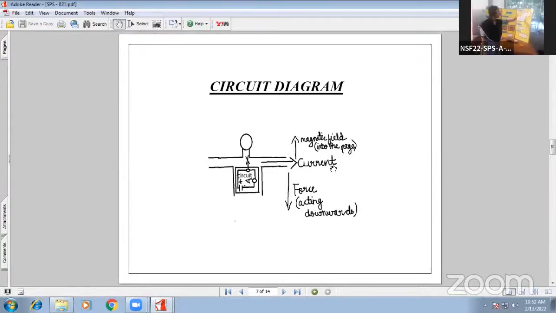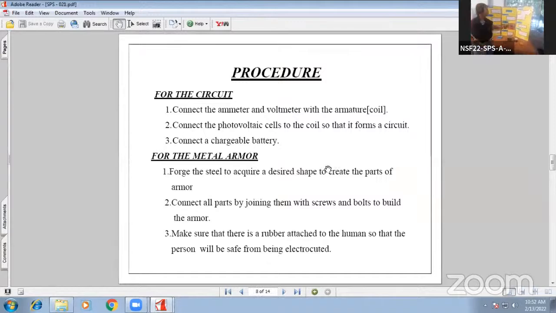So the procedure: in the circuit, connect the ammeter and voltmeter to the armature. We can connect photovoltaic cells to it. We can also connect a rechargeable battery, so that if my battery is damaged, we could use it as a second option. Then for the metal armor, we need to choose a metal, like steel or anything which is a good conductor of electricity, and we could shape it to our desired form and connect all the parts with bolts and screws. We should also use a rubber attachment for the human so that he isn't electrocuted by the current path.